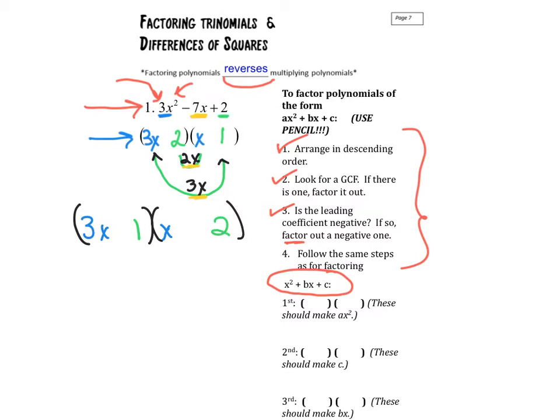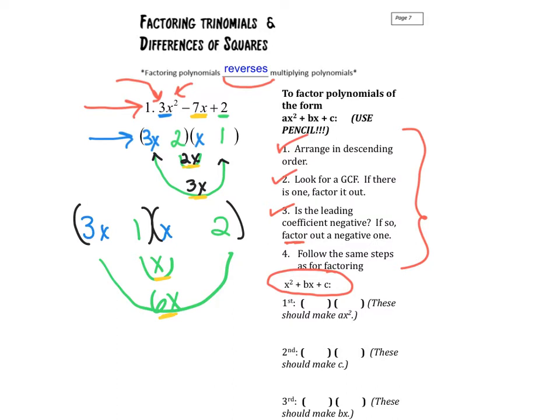We are going to go forward with our loops. Here, 1 times x gives us x. And here, 3x times 2 gives me 6x. Now, I like this because when I take a look at my yellow, 6x and x could give me my middle term, which is -7x.